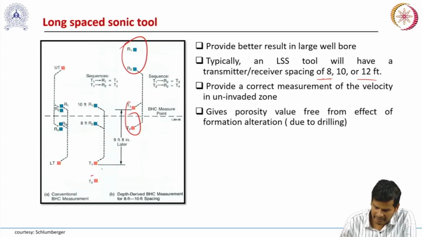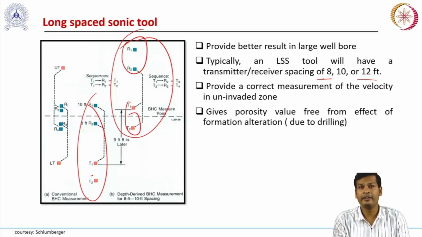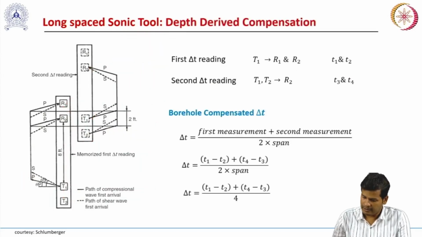One record I am taking when the tool is in this position, one record I am taking when the tool is in this position, and they both can be averaged to give us the travel time, average travel time or interval transit time inside our formation. So delta t will be the first measurement plus second measurement.